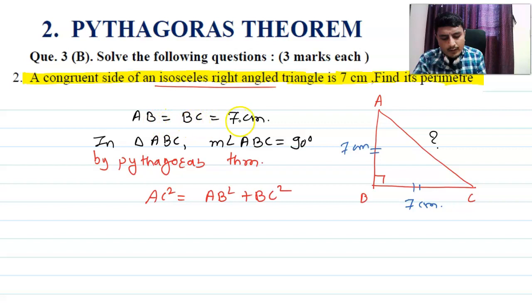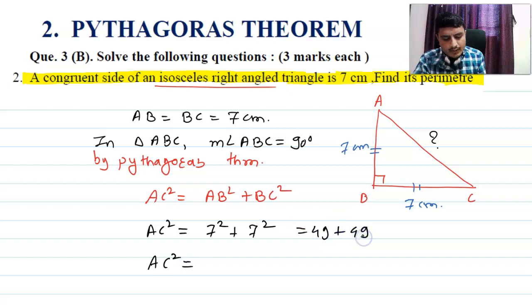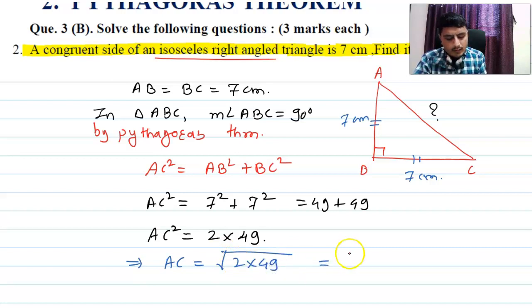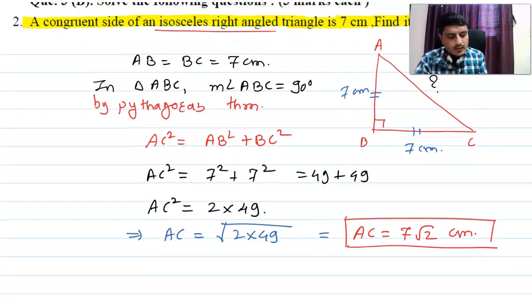Now the value of AB and BC is 7, so AC square equals 7 square plus 7 square. So AC square equals 49 plus 49, which is 2 times 49. To evaluate the value of AC, take square root on both sides. AC squared's square root is AC, and the square root of 2 times 49. Once we separate out the square root, the value of AC is 7 root 2 as it is, since the square root of 49 is 7. So the value of AC is 7 times root 2 centimeter.